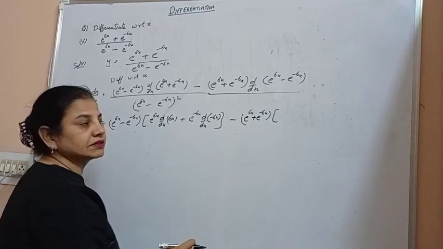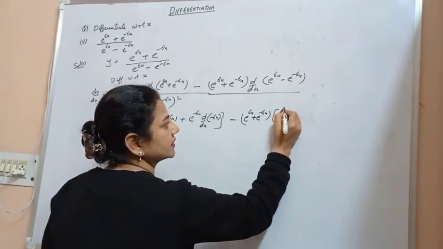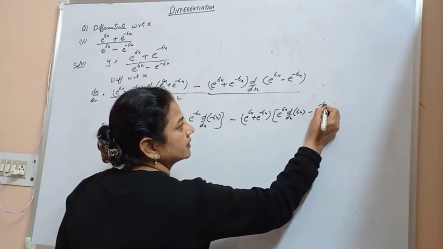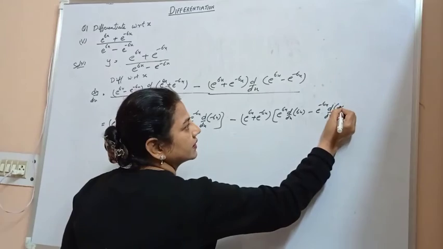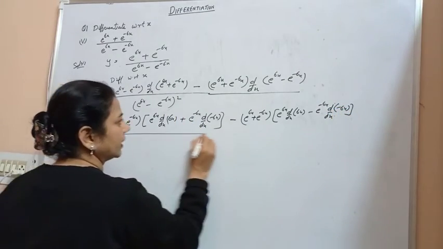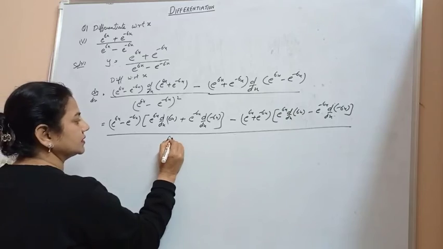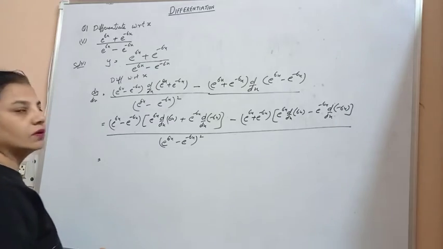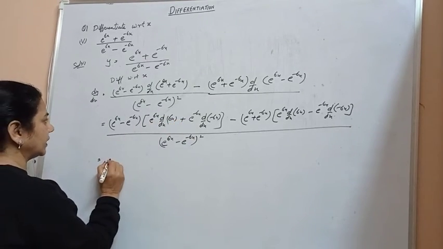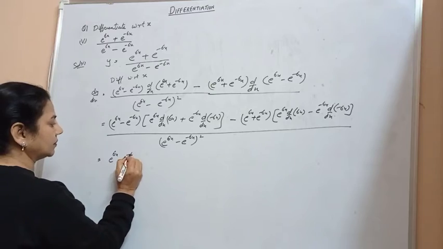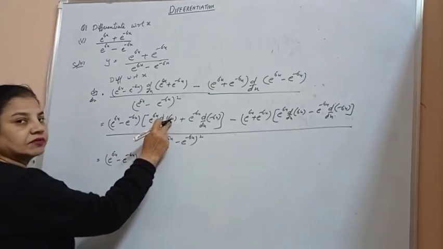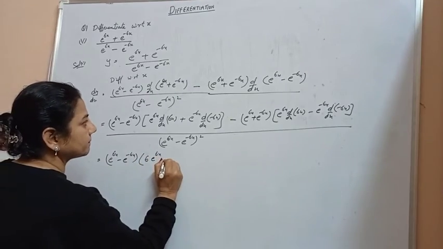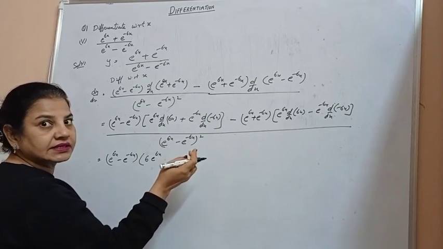Now take the derivative of this function. Again, I will write e to the power 6x into derivative of 6x minus e to the power minus 6x into derivative of minus 6x, whole divided by (e to the power 6x minus e to the power minus 6x) whole square. Now solve this bracket. We get e to the power 6x minus e to the power minus 6x. Derivative of 6x is 6 only, 6 e to the power 6x. Again derivative of minus 6x is minus 6.